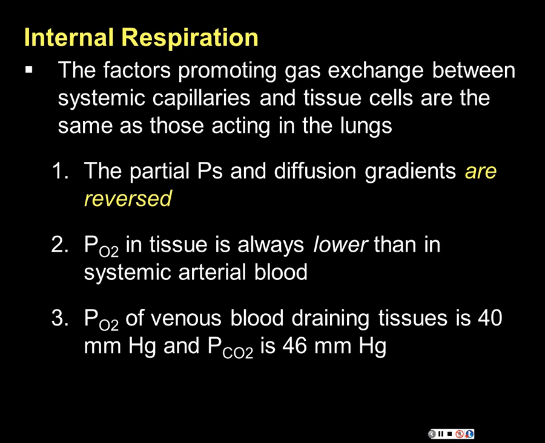So it's significantly lower in our tissues, which makes sense because if our cells are metabolizing, they're consuming the oxygen. Right? So they're going to actively create that gradient there for oxygen. And then the reverse is true for carbon dioxide. The pressure for carbon dioxide should obviously be higher in your tissues and less in the systemic capillaries, if we're using oxygen and making carbon dioxide. So it's just reversed.